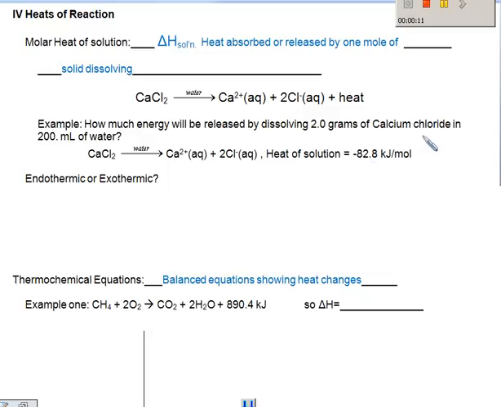We can read this as 82.8 kilojoules are released for every 1 mole of CaCl2, calcium chloride. So that's how that's read. Now, I've taken care of the sign because since we're doing released, that makes the negative sign disappear.